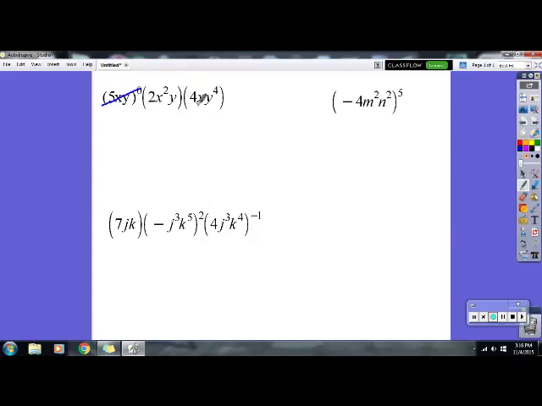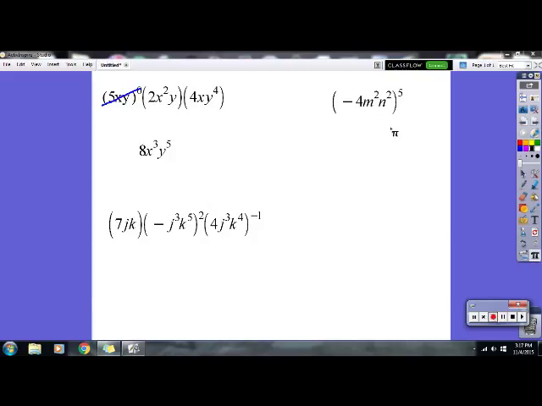Now 2 and 4 are just coefficients. They do have exponents of 1, but they aren't like bases, and there are no exponents to work with. So I just multiply those coefficients. My resulting simplified expression would be 8x cubed y to the 5th.